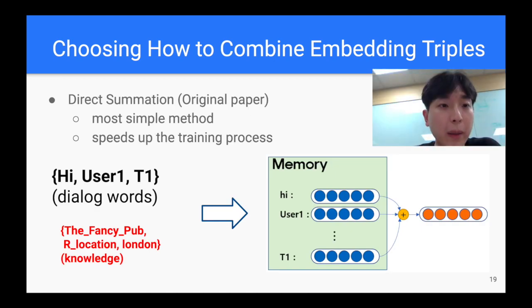In the original paper, they added up the triple input feature to create a single input feature. Here we call this the direct summation. The direct method is the most straightforward approach to combining the triple input feature and has a lower complexity. However, we assume that this method could lose information while doing summation.